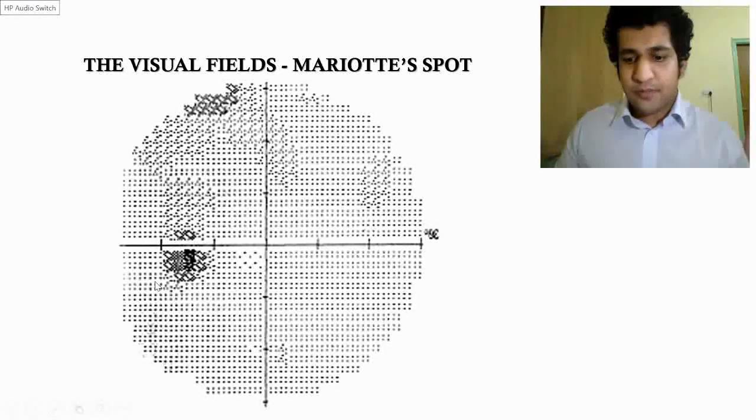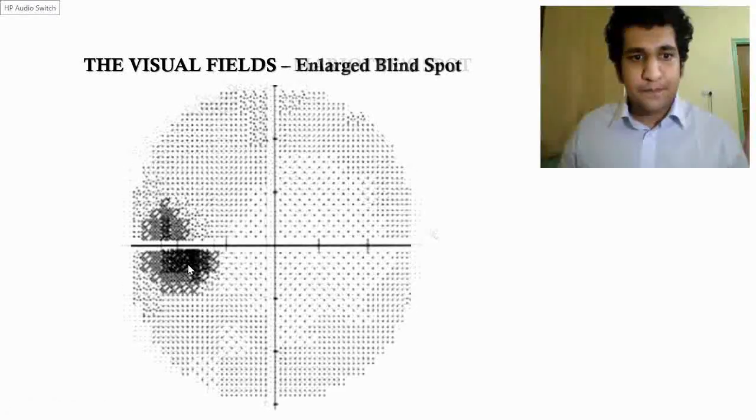Why are these measurements important? Because there's something called an enlarged blind spot. We'll come to that in the next slide. So if this blind spot is enlarged, that's pathological. But these dimensions of the blind spot are physiological, and the location typically is temporal to the center of fixation and slightly inferior.